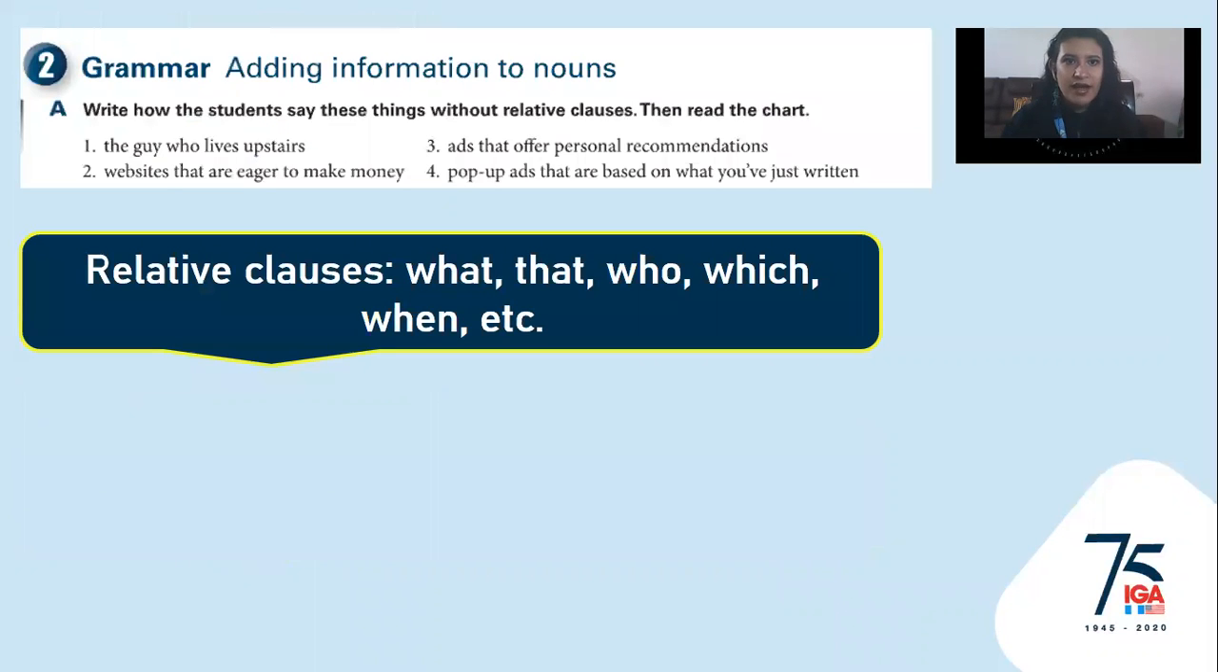Now, we have here adding information to nouns. So we're going to come from something that we know to something that we're going to practice a little bit more. Let's see. We have: write how the students say these things without relative clauses. And then we're going to read our chart for grammar. So we have here 4 sentences. The first one is the guy who lives upstairs. Number 2, websites that are eager to make money. 3, ads that offer personal recommendations. Number 4, pop-up ads that are based on what you just read.